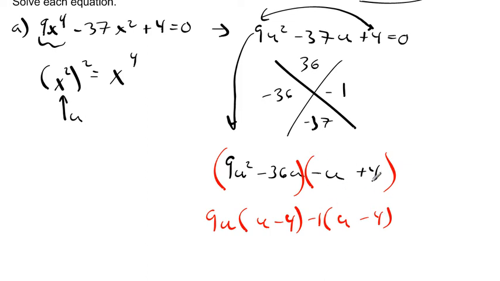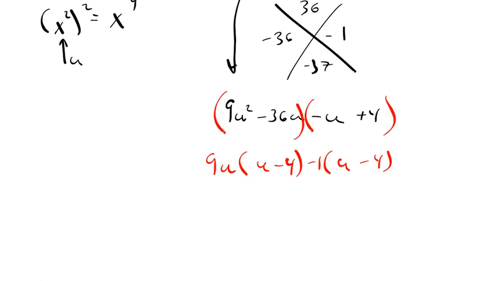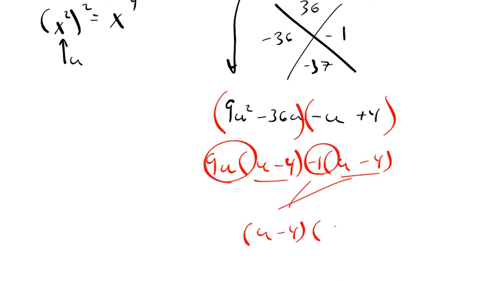Negative 1 times negative 4 is 4 right there. Okay. All right, since those two guys are the same, I pull that guy out. So that means one of my factors is u minus 4. And then look what I have left. I have a 9u minus 1. So then I have 9u minus 1, and this is all equal to 0.